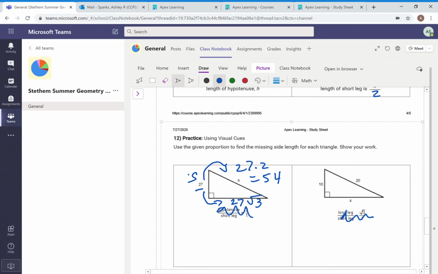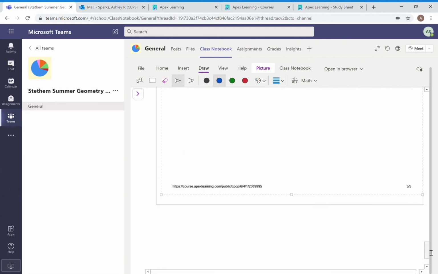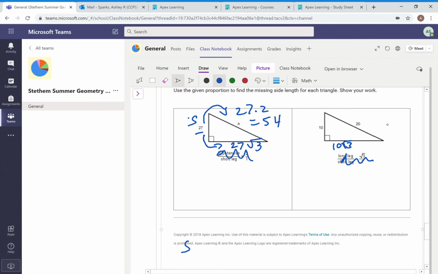Here they've already given me a hypotenuse. You can see 10 times 2 is 20. Add on that square root of 3. And it really is just a pattern. Multiply by 2 to go to the hypotenuse. Add on square root of 3 for the long leg. We'll talk about this more. I hope this helps you.